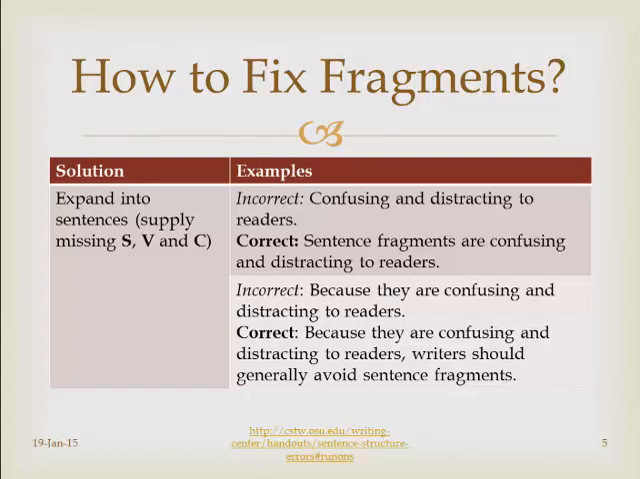One of the ways we can fix fragments is, of course, to expand them into sentences. So whatever it is missing, we put that in. Missing a subject, missing a verb, or the clause where it's not complete, we add that in. So these are some examples. Confusing and distracting to readers. Incomplete. Sentence fragments are confusing and distracting to readers. Complete. Because they are confusing and distracting to readers, it's incomplete. Correct: Because they are confusing and distracting to readers, writers should generally avoid sentence fragments. So you add in the independent clause because the dependent clause can't stand on its own.